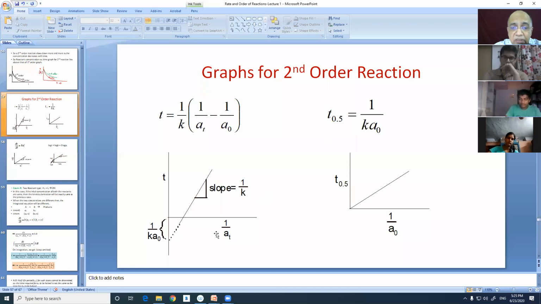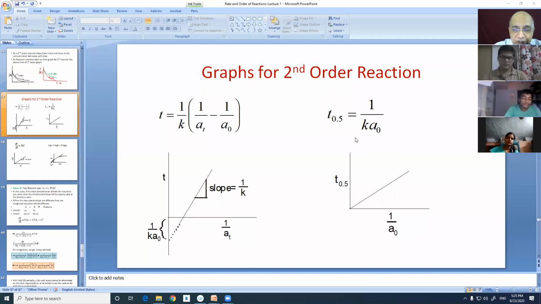Have you drawn this one, the first one? Now all of you see the second one. Second one is about half-life period, which is inversely proportional to the initial concentration. Why initial? The starting concentration, because every time the starting concentration is changing.